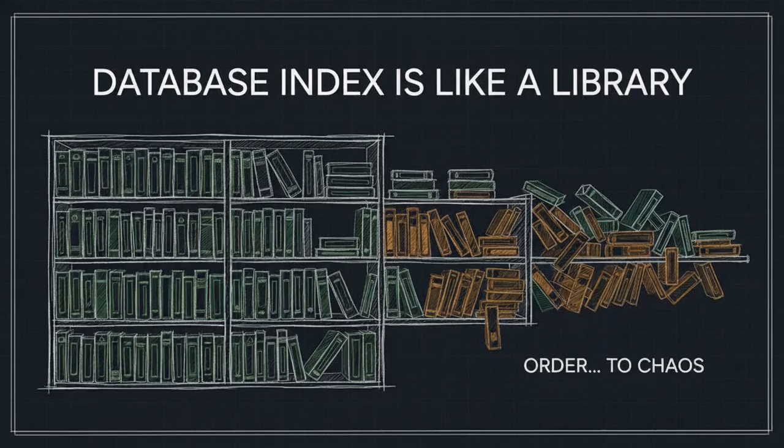Okay, to really get this, I want you to picture a library, like a brand new, perfectly organized library. Every book is exactly where it should be. Finding what you need is a piece of cake. But now, imagine what happens over time. New books get shoved in, old ones are taken out, and things start to get messy, right? Gaps on shelves, disorganized sections. That perfect card catalog now points to a total mess. Well, believe it or not, that's almost exactly what's happening inside your database index.